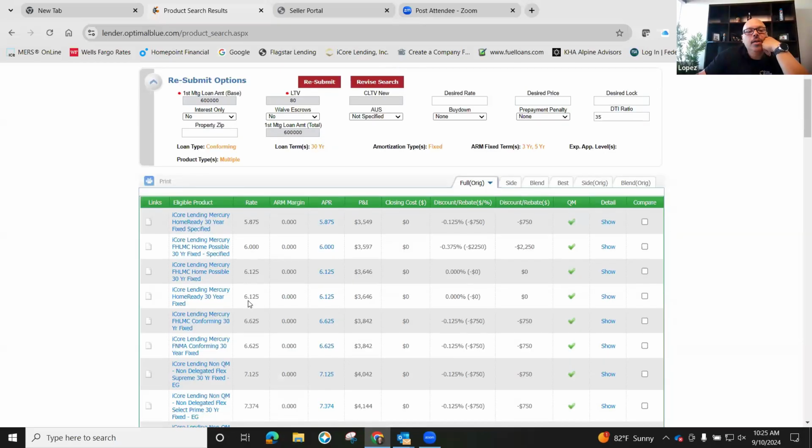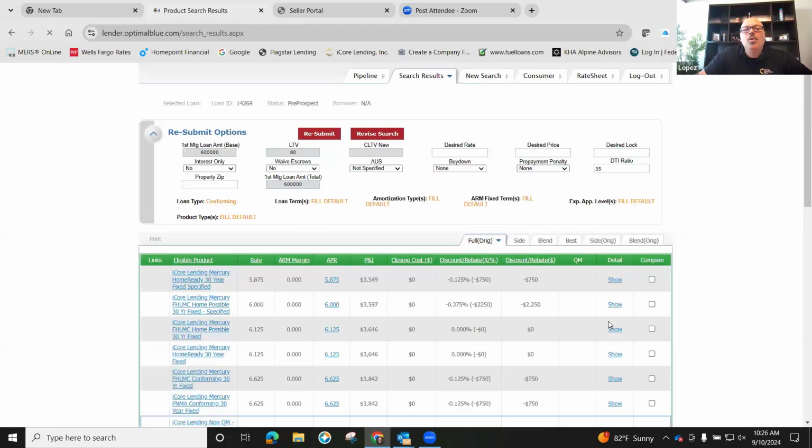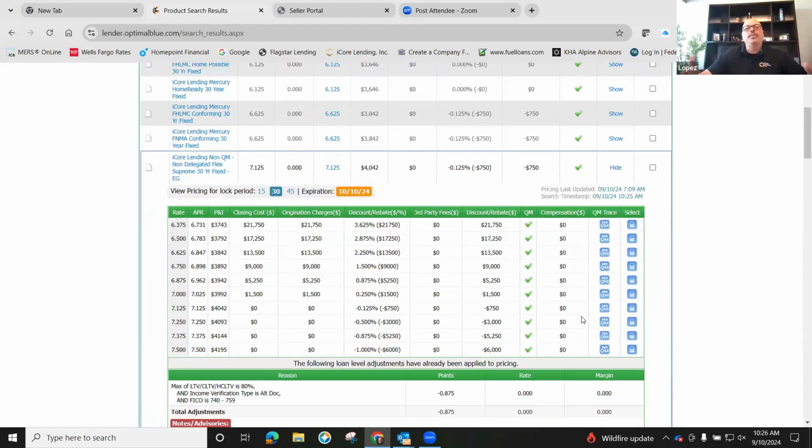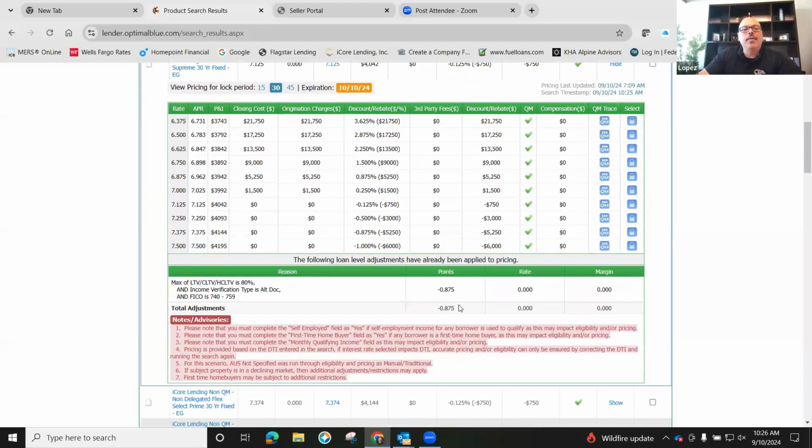Now, if I look here, when I get past my Mercury options, oh, look, there's my non-QM option that I'm looking for. And if I click show, it's going to give me the rates for my bank statement non-QM option based on the information that I gave. I'm going to pause. I want you to look also, it also gives you the LLPAs. So this is where my hits are. I'm getting hit 0.875 for the 80% income, alternate doc, and my FICO B. These are what are called LLPAs.